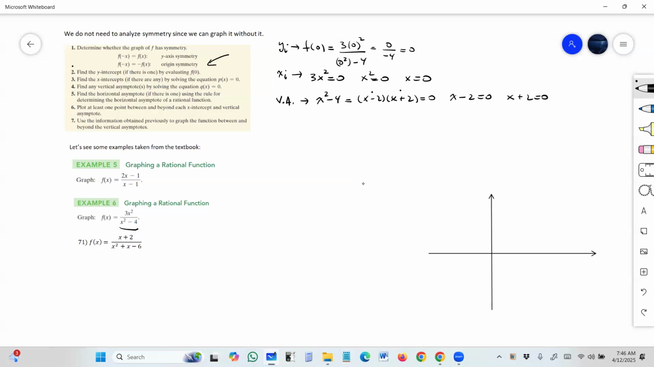So in this case, plus 2 to both sides in the left case. And in the other case, negative 2 on both sides. So I have two vertical asymptotes. And then last, we find the horizontal asymptote.